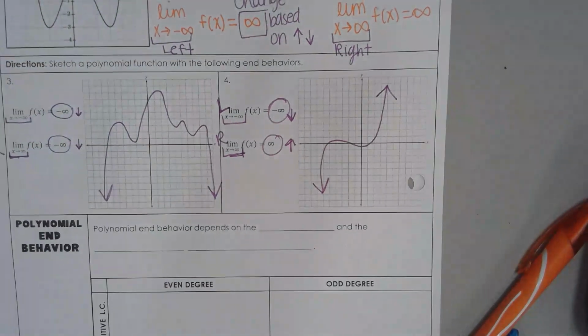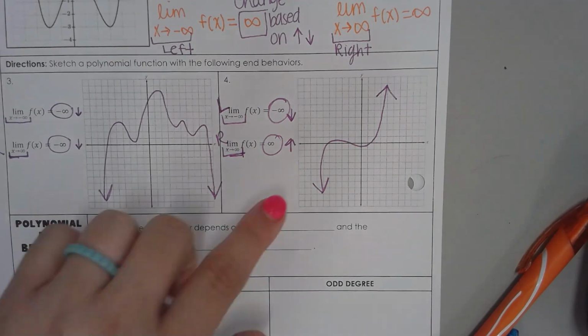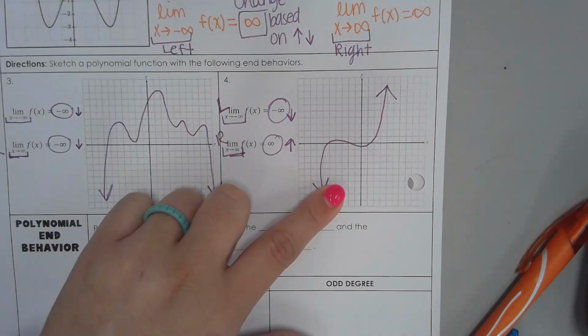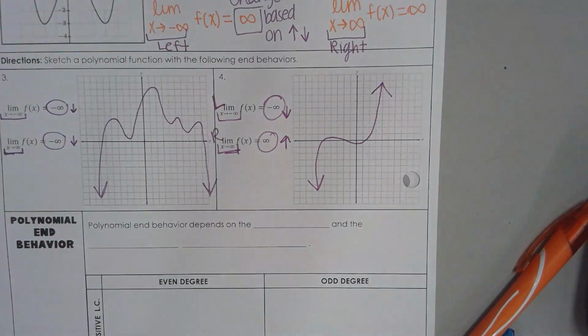That is one example. I could go look at every one of your papers and you could have something different, but it technically could still be right. As long as on the left side your arrow points down, right side it points up. That's all we're focusing on.